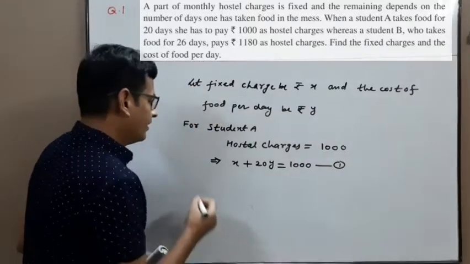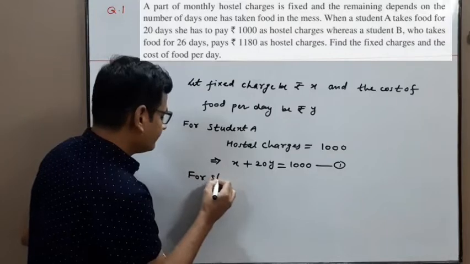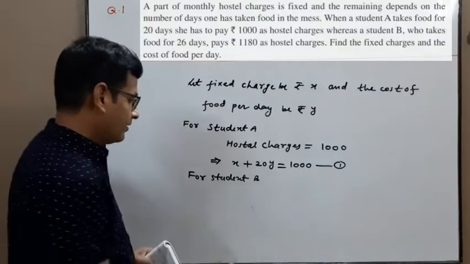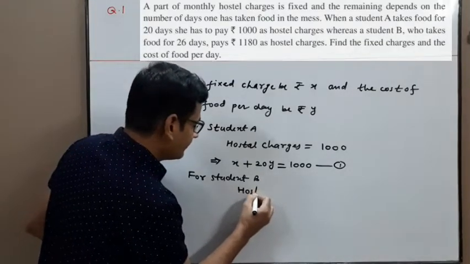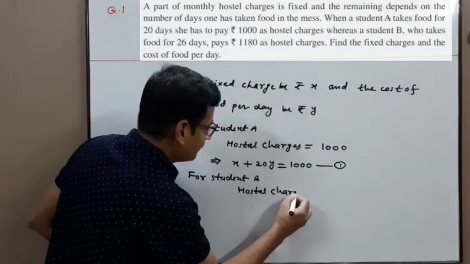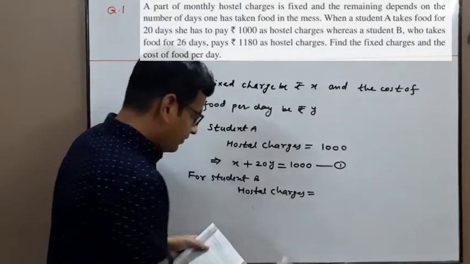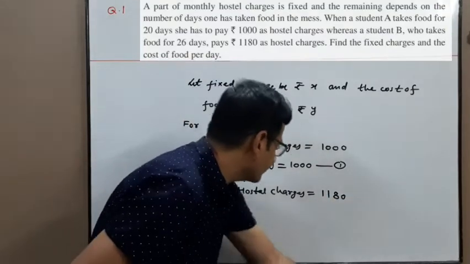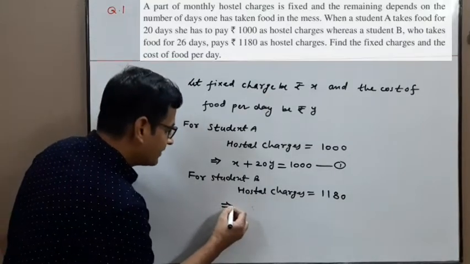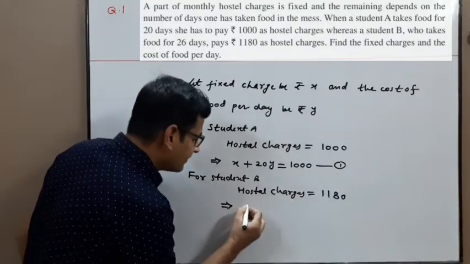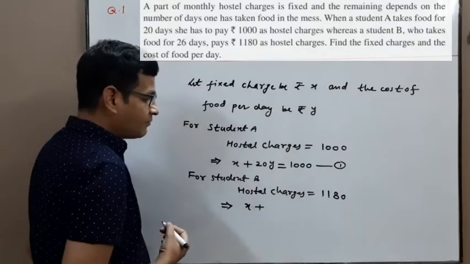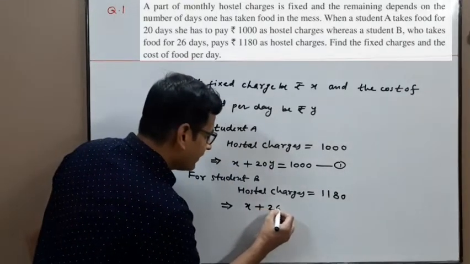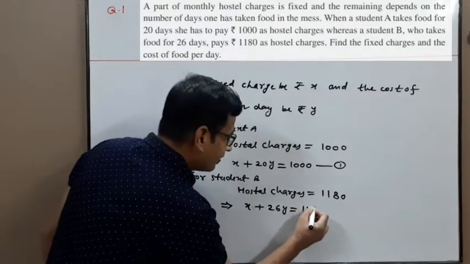Now for student B, hostel charges is equal to rupees 1180. It implies hostel charge means fixed charge X plus charge for how many days? 26 days. So 26Y is equal to 1180.